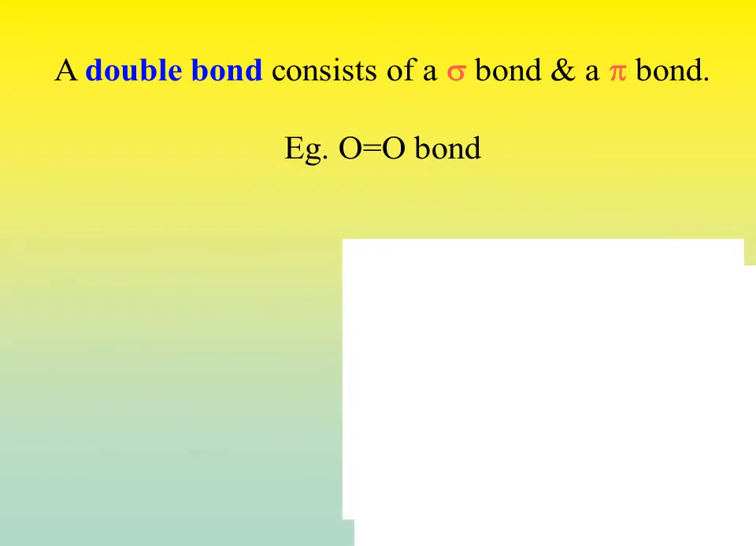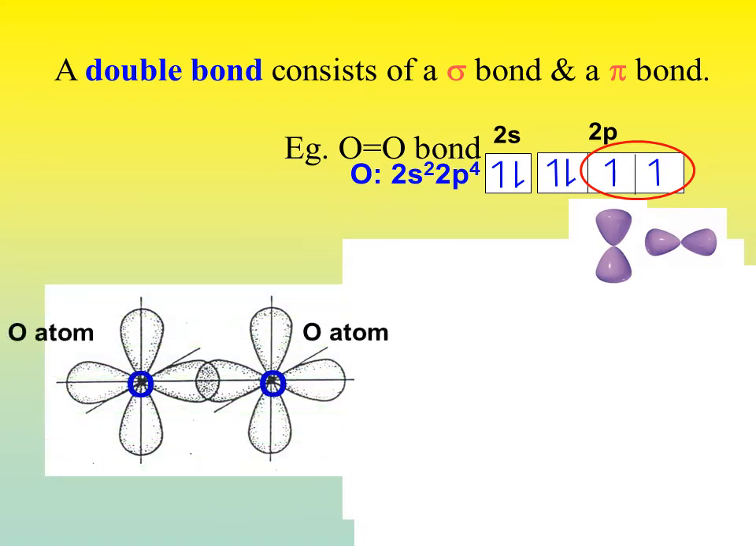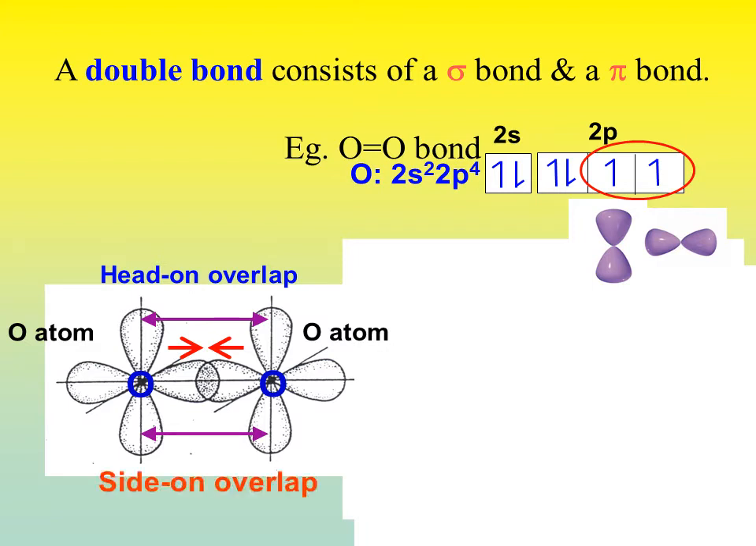To look at this closer, let us look at the oxygen molecule. Here, we see two oxygen atoms coming together. Oxygen has an electronic configuration of 1s2, 2s2, 2p4. Therefore, two of its p orbitals are unpaired and can be used for bonding. One of the p orbitals is used to form the sigma bond with a head-to-head overlap. The second orbital will then only form a side-to-side overlap to form the pi bond.